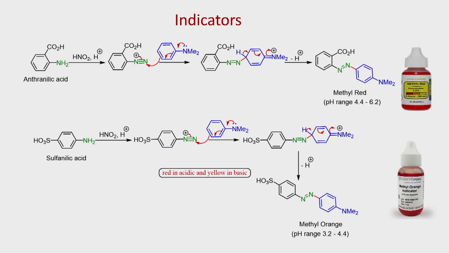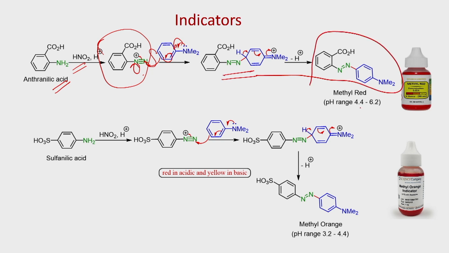Here the application for indicators is shown. The first example involves anthranilic acid, which we have already seen. You can react it with nitrous acid in acidic medium, and you will form this diazonium salt. Once you make the diazonium salt, it can undergo an addition reaction as we have seen earlier. Here the reaction with dimethylaniline is shown; the reaction takes place at the para position, and you will have this intermediate. This is known as methyl red, the red color one, and we use this as a pH indicator.